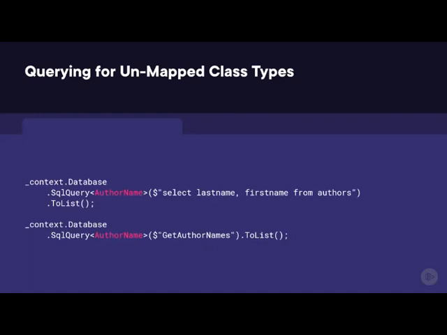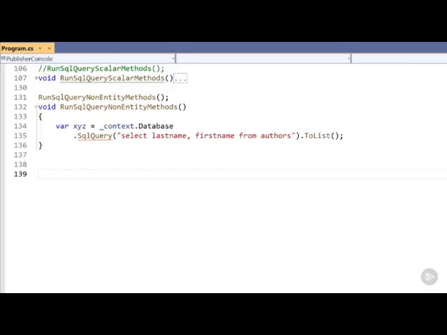Let's move on to returning objects, not just scalars. Here are two examples of using SqlQuery to return results that will map to a class called AuthorName. The first is a simple query, and the second is calling a stored procedure. You can do that with scalars as well. But there are a few rules I want to be sure you're aware of, and I'll show you those in code.